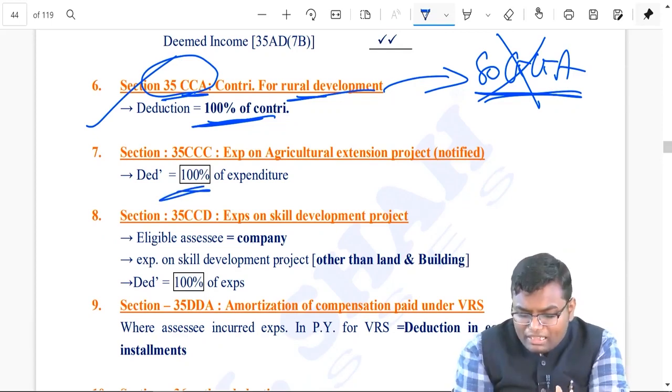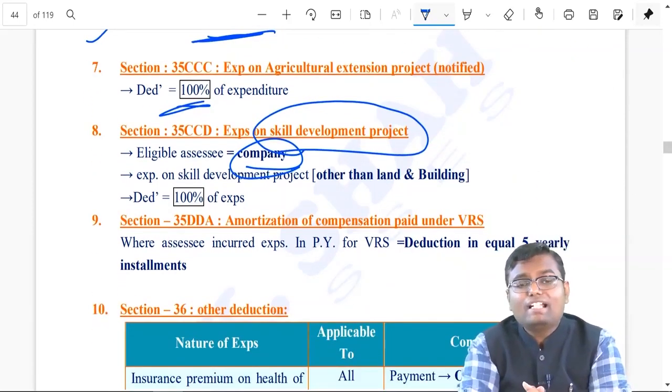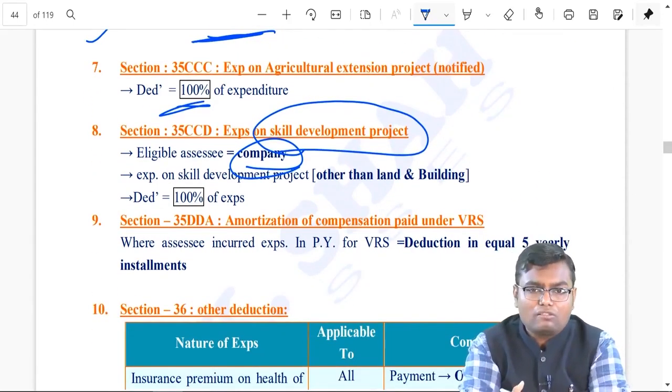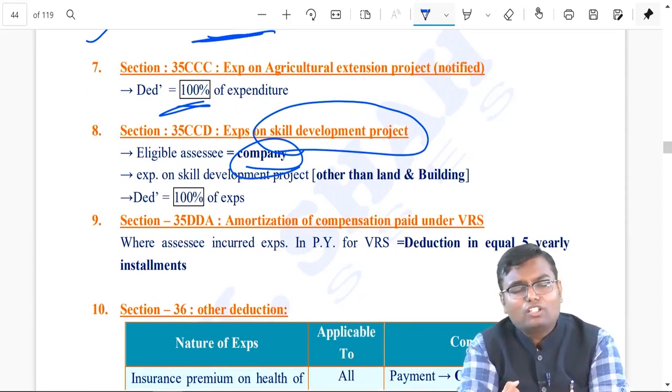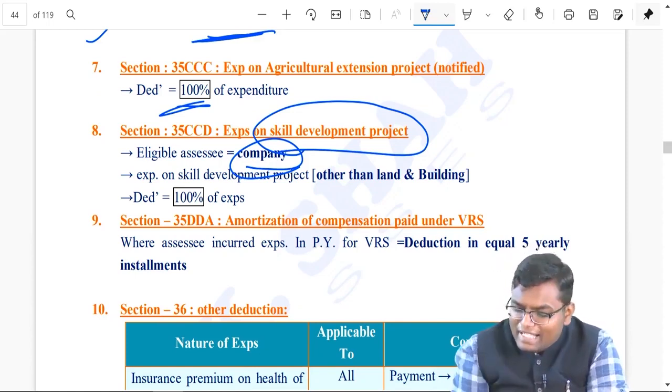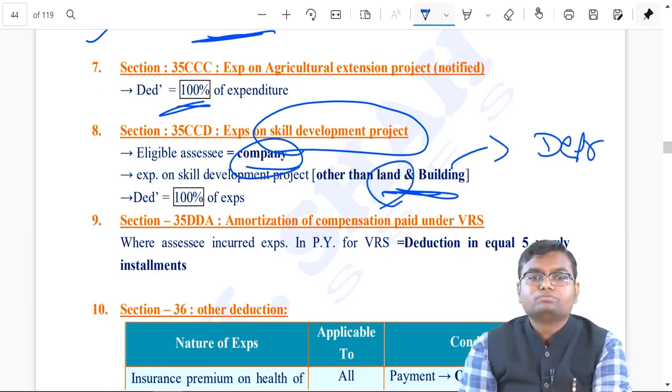If you are a company and you are doing any skill development project, you will get 100% deduction for that also. However, this deduction is applicable only to a company, not to any other person. And for a company also, land and building will not get a deduction. For building, depreciation will be allowed. For land, nothing will be allowed.